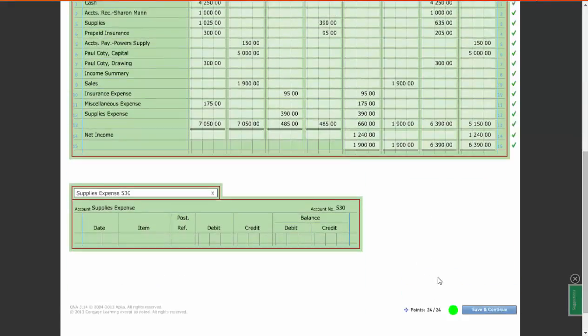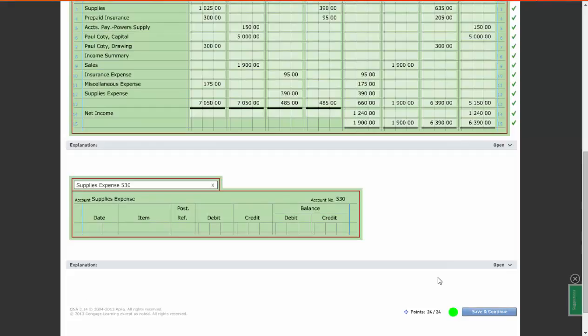Now, one of the things that's a little bit hard on this assignment is that we had to do a lot of work in our ledgers, and each ledger opens up separately. If you don't have 24 out of 24, you might have to go through and look at each ledger to see if you made a mistake potentially. But why don't you go ahead and do it on your own.